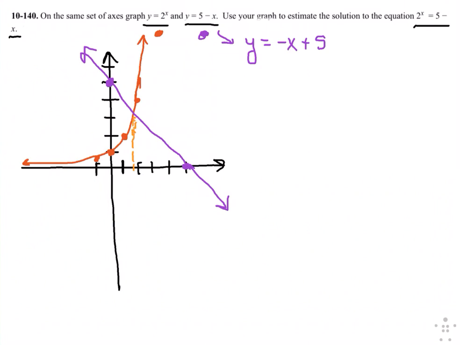All right. So here's the point of intersection, which is the solution, and they want the x value because they're saying when is 2 to the x equal 5 minus x? And I don't know. It says use your graph, and it looks like it's around, maybe 1 3/4, something like that. Maybe 1 4/5. I would say approximately that would be the solution.